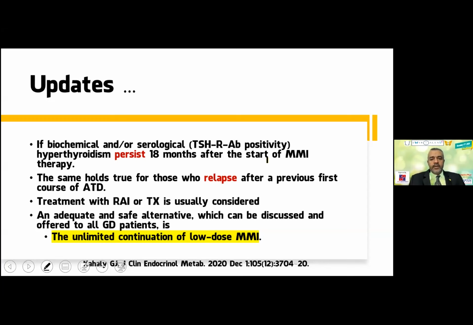If biochemical or serological hyperthyroidism persists 18 months after the start of medical treatment, and the same goes for those who relapse after a previous first course of antithyroid drugs, definitely those patients should be offered treatment with radioactive iodine or thyroidectomy ablation. However, an adequate and safe alternative, which can be discussed and offered to all Graves disease patients, is the unlimited continuation of low-dose methimazole. So what is the new evidence supporting this option?